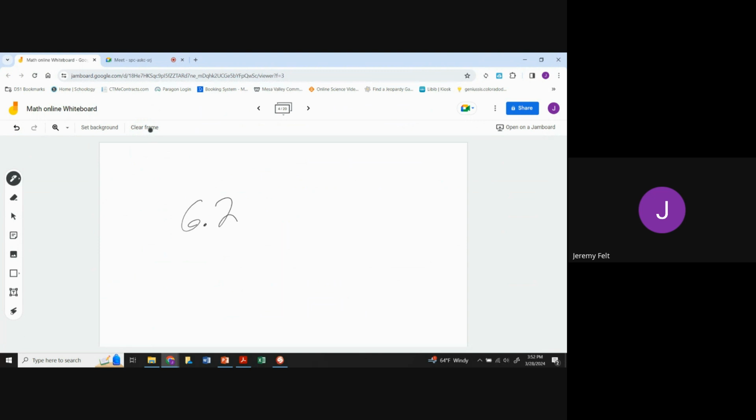So if I have 6.2, for example, times 10 squared, this is going to be 2 zeros, 100. Now I have 6.2 times 100. These 2 zeros, or this exponent of 2, gives me my hint of how many times to move this decimal: 2 places to the right. So it's 620.